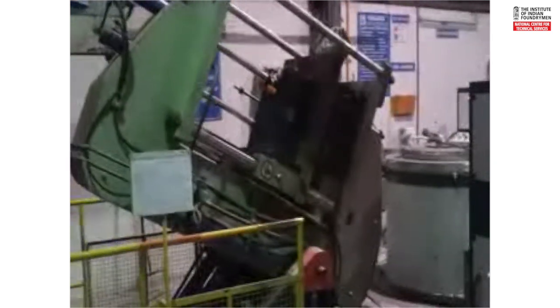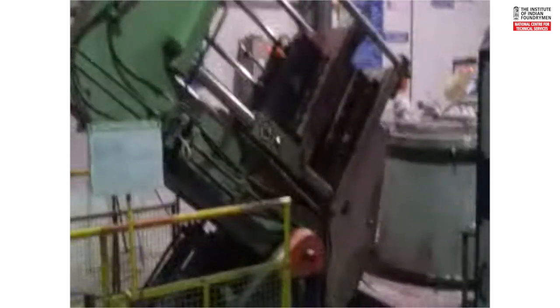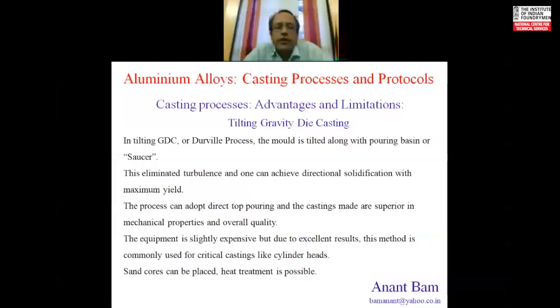In the tilting gravity or Durville process, the mold is tilted along with the pouring basin or the saucer. This eliminates turbulence and one can achieve directional solidification with maximum yield. The process can adopt direct top pouring and the castings made are superior in mechanical properties and overall quality. The equipment is slightly expensive, but due to excellent results, this method is commonly used for critical castings like cylinder heads. Sand cores can be placed, heat treatment is very easily possible.